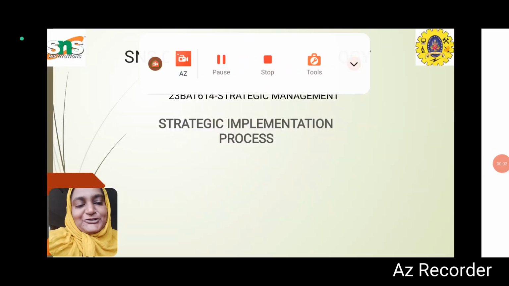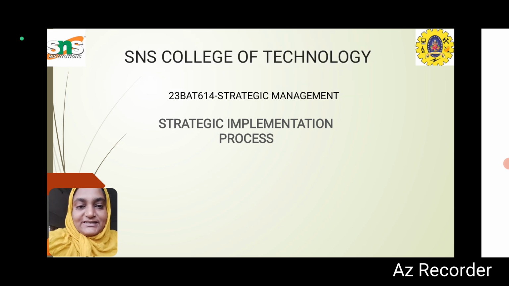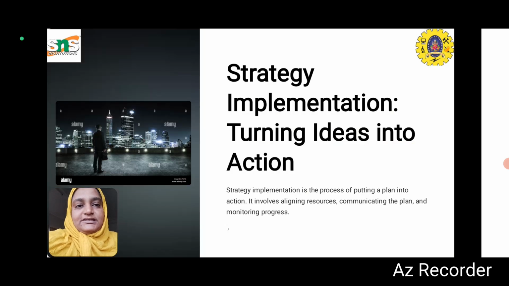Everybody, now we are going to talk about the strategic implementation process, how we are going to implement the methodology that we are to reach the goal. So here we talk about strategic implementation, turning ideas into action. We may have ideas that are written in our paperwork, systems and everything, and ultimately bringing it into reality is a very big task that we have to carry out.